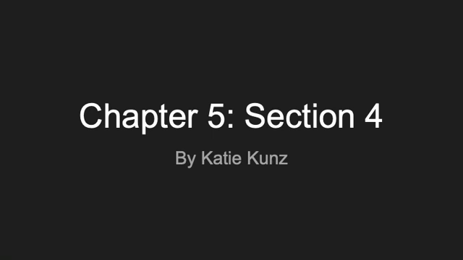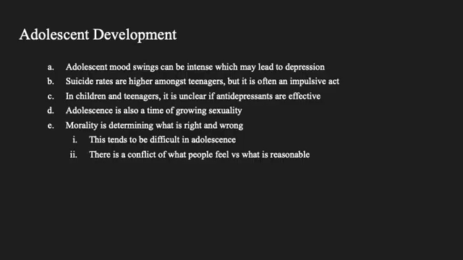Section 4. Adolescent development. Adolescent mood swings can be intense, which may lead to depression. Suicide rates are higher amongst teens, but it's often an impulsive act. In children and teenagers, it is unclear if antidepressants are actually effective. Adolescence is also a time of growing sexuality.